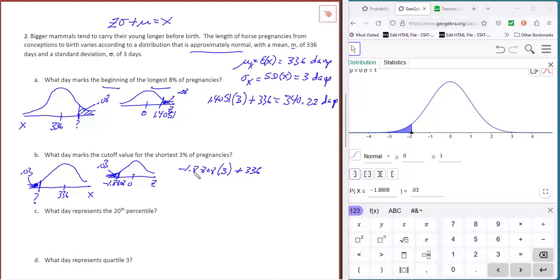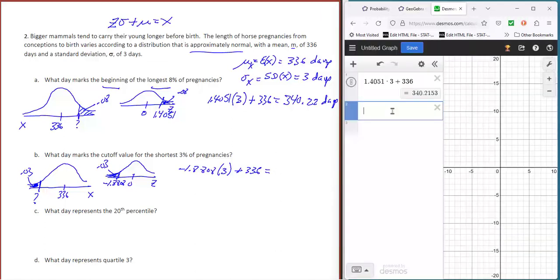From the mean. Notice again, this is coming out negative, so we'll actually be subtracting from this, which is what I want. This value is below the mean. So when I do that, what do I get? Well, again, I'm going to use Desmos, just type it all in. Negative 1.8808 times 3 plus 336, and I get my value, which is 330.36 days.